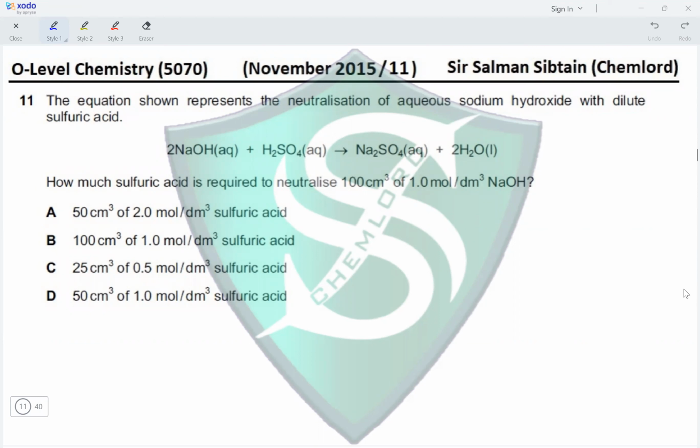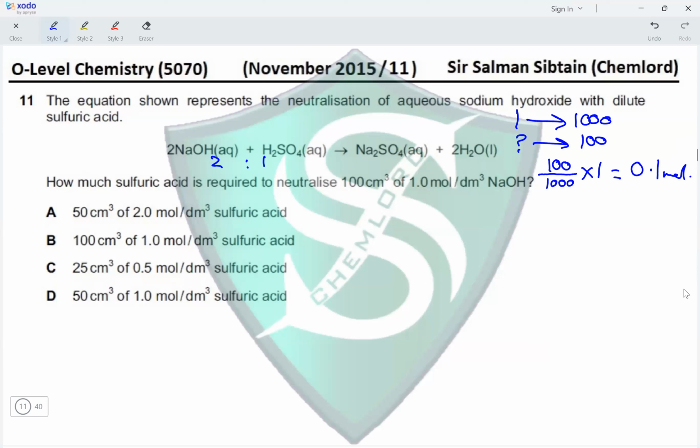So, the molar ratio of NaOH to H2SO4 is 2 to 1, and they've given us the volume and concentration of NaOH. So, we calculate the number of moles of NaOH, which would be 1 mole in 1000 cm cube. So, how many moles would be present in 100 cm cube? This would be 100 upon 1000 into 1, giving us a value of 0.1 mole.